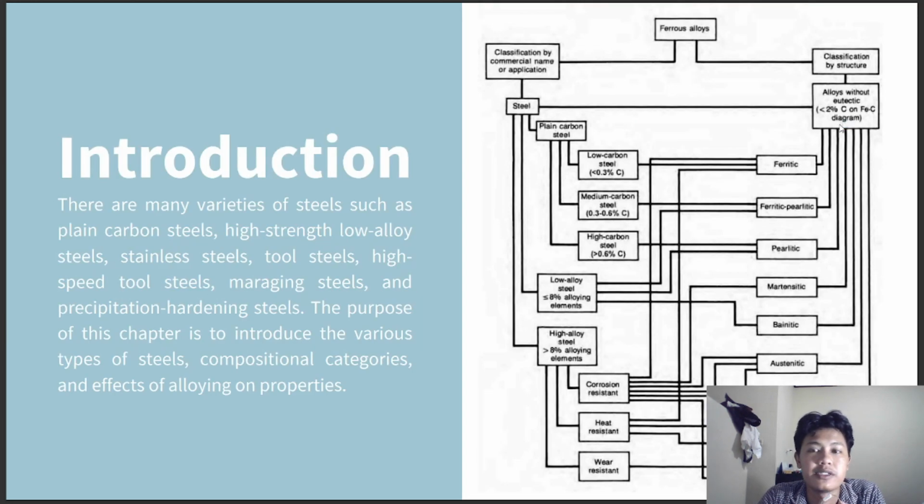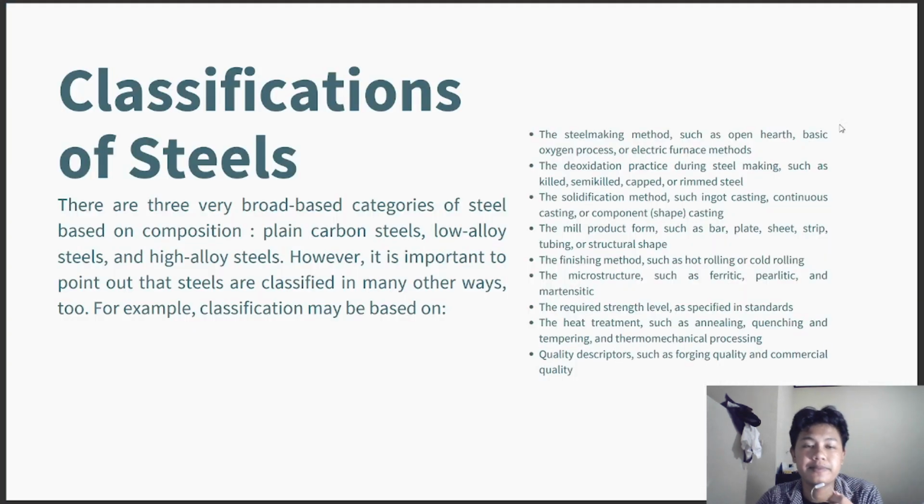First is introduction. There are many varieties of steel such as plain carbon steel, high-strength low alloy steel, stainless steel, tool steels, high-speed tool steels, maraging steels, and precipitation hardening steels. So the purpose of this chapter is to introduce the various types of steels, compositional category, and effect of alloying on properties. So that's the purpose why we discuss this topic.